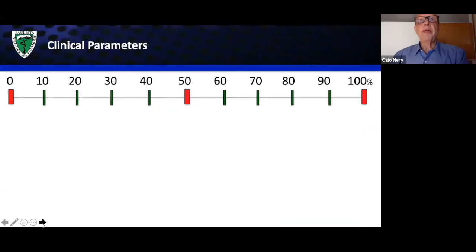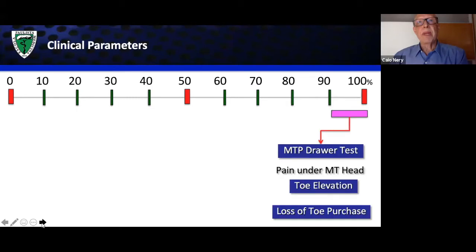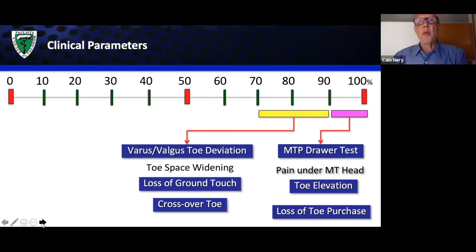Evaluating the importance and significance of each clinical finding in MTP joint instability, we noticed that some of them appear in almost all patients, just like the MTP drawer test, pain under the metatarsal head, toe elevation, and the progressive loosening of the toe purchase. The axial toe deviation, widening of the interdigital space, loosening of the ground touch, and the crossover toe deformity appear in 70 to 90% of the patients.